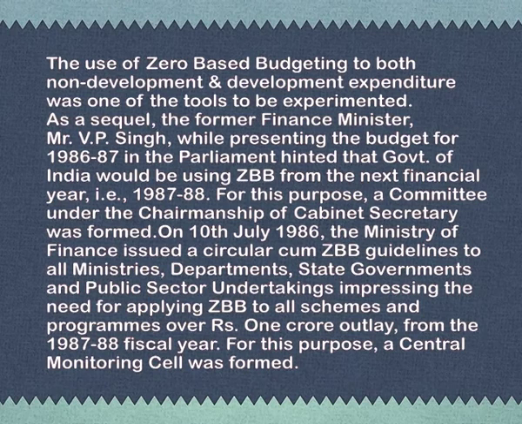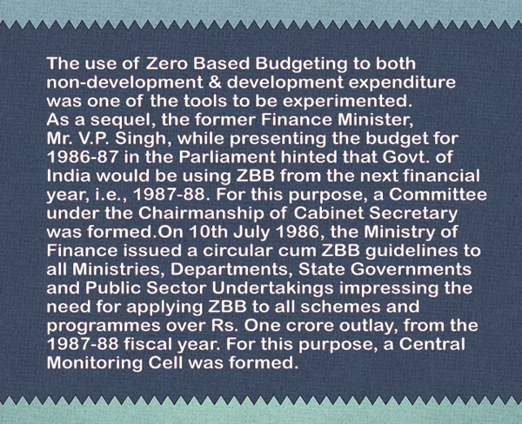While drawing up the plan document for the 7th 5-year plan, several alternatives and steps were recommended by the 8th Finance Commission and Planning Commission to the government to cut the wasteful public expenditure and inefficiencies in implementation of government programs. The use of zero-based budgeting for both non-development and development expenditure was one of the tools to be experimented.